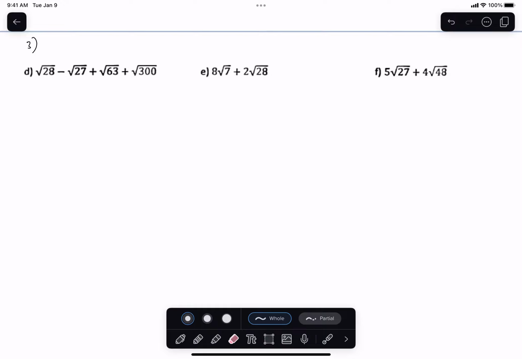Okay, so this is questions D through F for number 3 on that radicals review sheet.